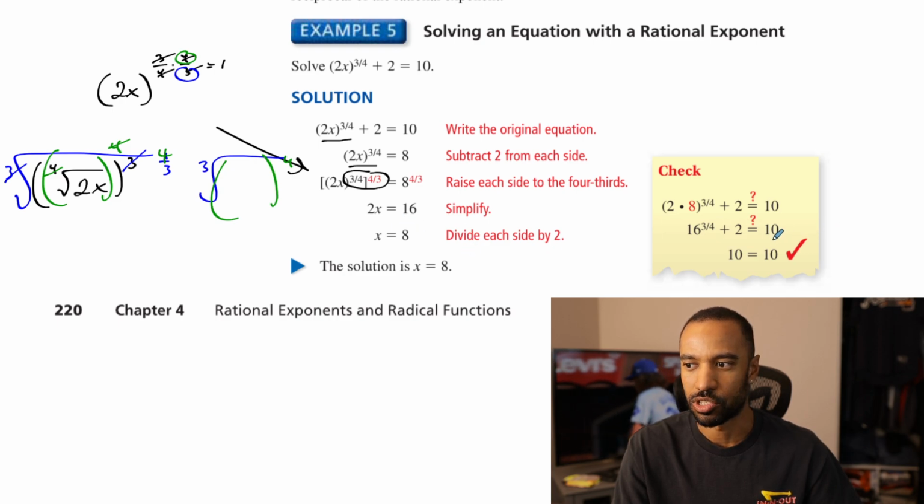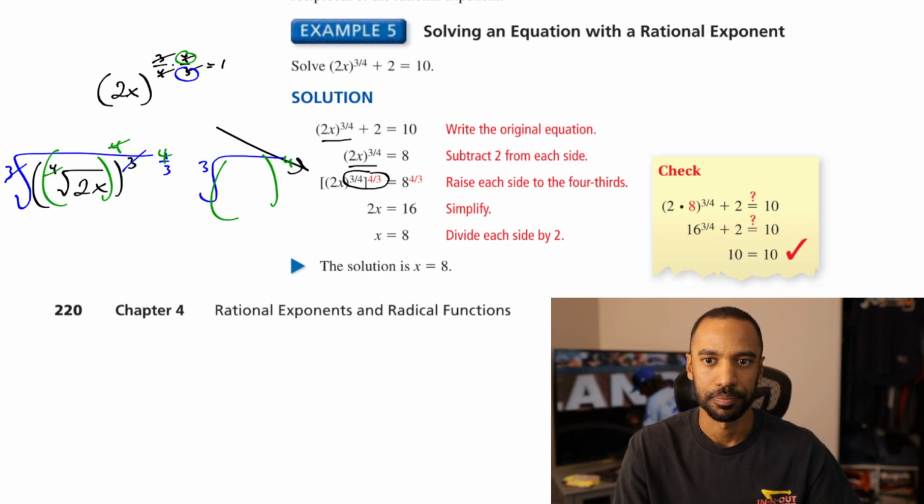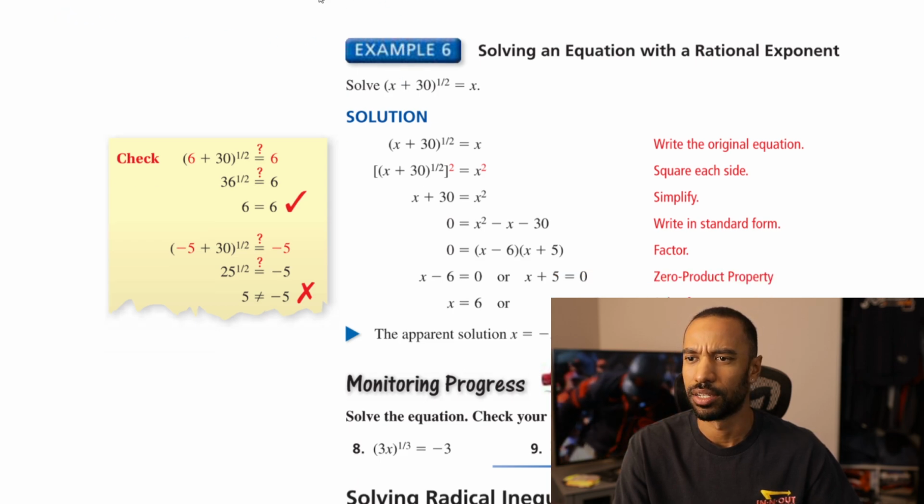And then we simplify and solve, and you double check that one, and it seems to work out as well. We haven't hit the inequalities yet. We'll see when that pops up. Let's take a look at another example.